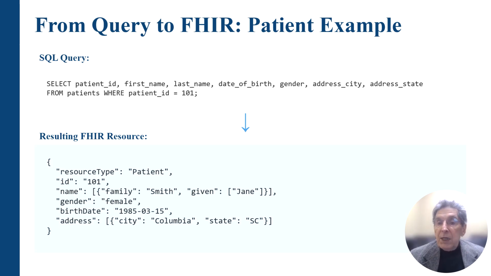The SQL query gets the data. The FHIR specification tells us how to structure it. The application layer does the transformation. And this is why standards-aware database design matters. If your database columns align with FHIR elements, transformation is straightforward. If they don't, you're going to have to write complex transformation logic. Not fun.